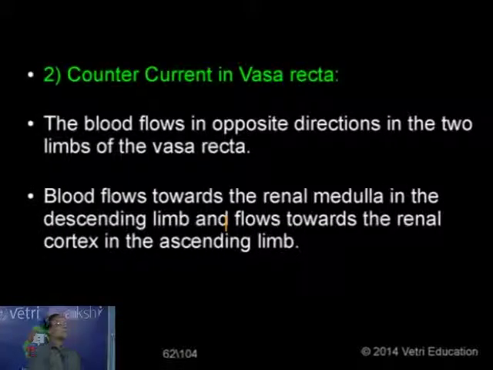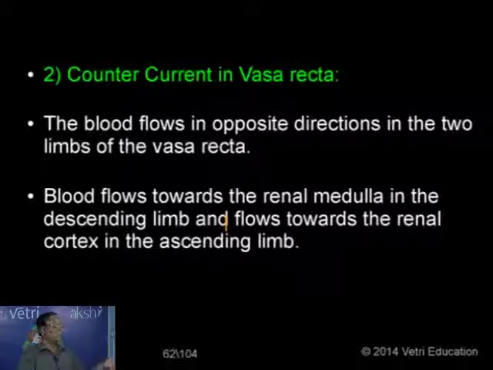Now the second one, countercurrent in vasa recta. I mentioned it is nothing but parallel, straight, loop-like small capillaries that are always in close proximity with what is called the loop of Henle. So here also the blood flows in the opposite direction. There the filtrate is flowing in the opposite direction. Here, in the case of vasa recta, the small capillaries have blood flowing in opposite directions.